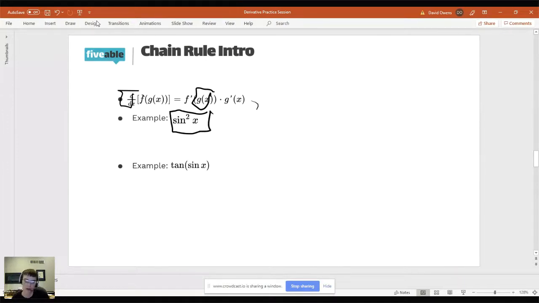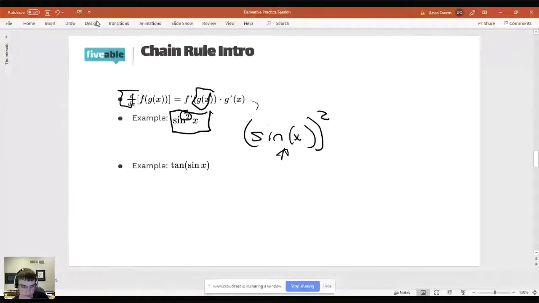Sine squared of x. And you're like, well, how is that two functions chained together? Well, you can see this little sine squared, that's the notation we, as mathematicians, use to denote this. And you can see we've got this trig function inside of this larger power function. So looking at how we might apply the chain rule to this, we take the derivative of the outer function with the inner function still inside it. So 2 sine x, treating the sine x as our larger x. And then we multiply by the derivative of the inside, cosine x.